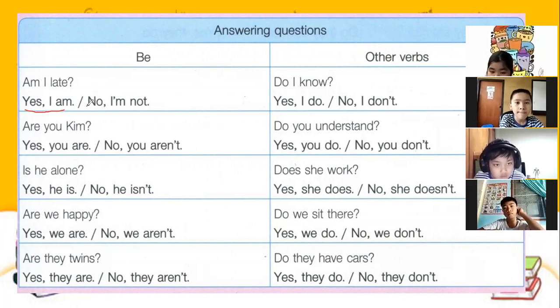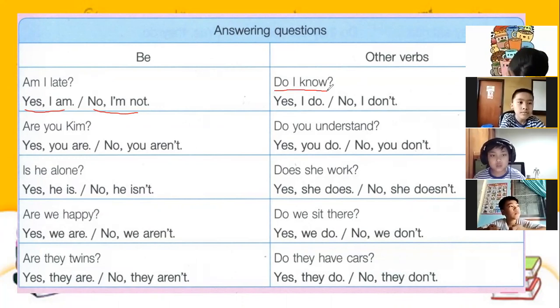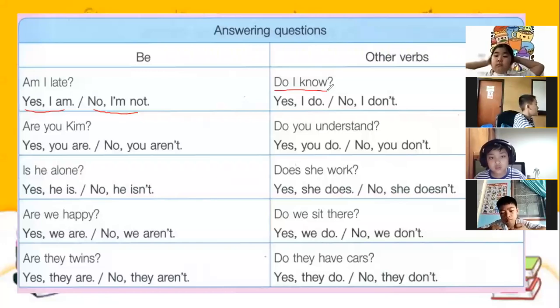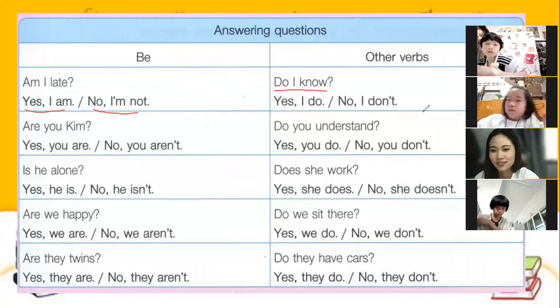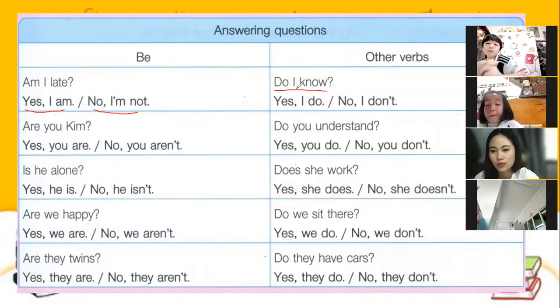Affirmative. Very good. Affirmative. No, I'm not. That one is negative. Negative. Very good. Similar like that. With the other word, we have "do I know." So, "do I know?" Is it affirmative, negative, or question? Students, "do I know?" Is it affirmative, negative, or question? Question. Very good. It's a question. Do I know?